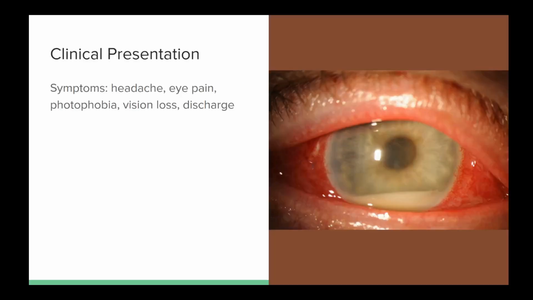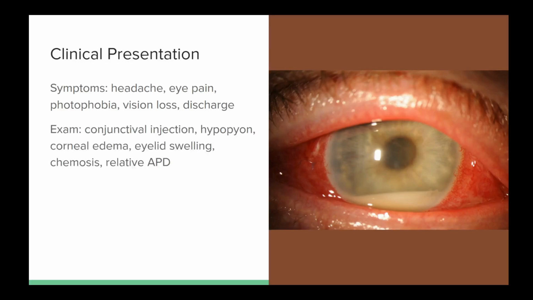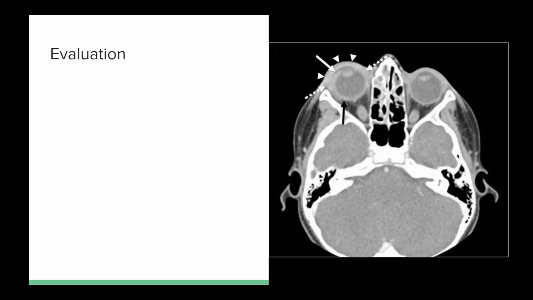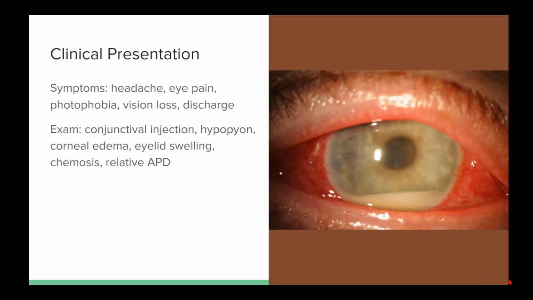The symptoms of endophthalmitis include headache, eye pain, photophobia, vision loss, and discharge. You can see conjunctival injection, hypopyon, corneal edema, eyelid swelling, chemosis, and a relative afferent pupillary defect. In this image on the right here, you see significant chemosis of the conjunctiva. You see a hypopyon here, right? So this is pus and white blood cells sitting in the anterior chamber. This is a very sick eye.